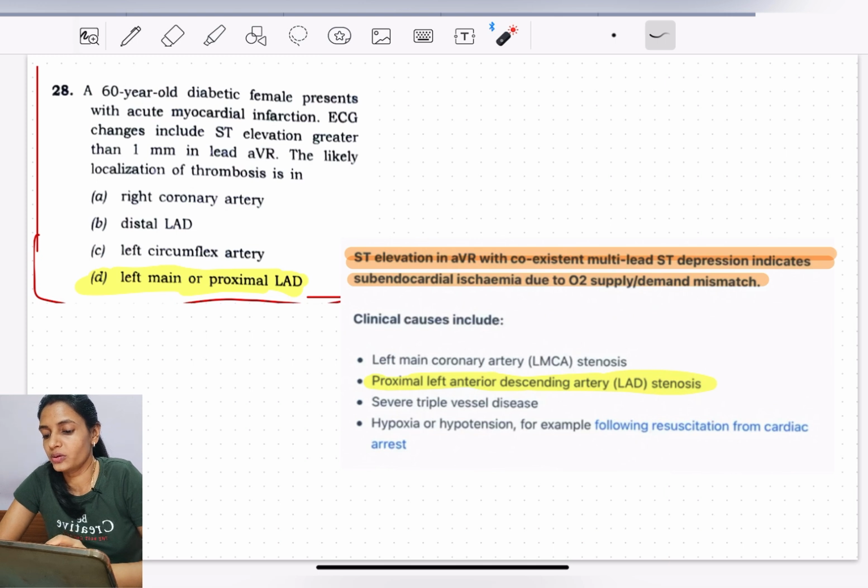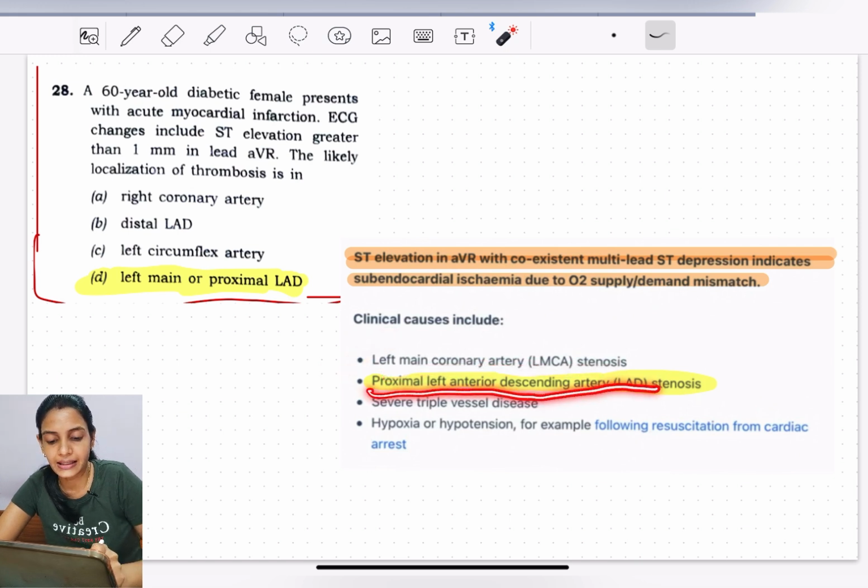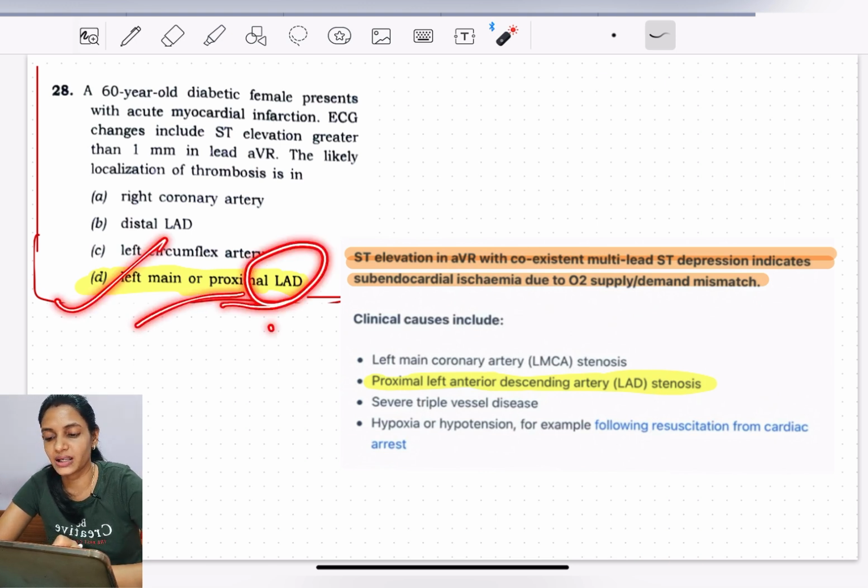Now they are talking about the likely localization of thrombosis. ST elevation in aVR with coexistent multilead ST depression. The clinical causes for these are either left main coronary artery stenosis or proximal left anterior descending artery stenosis. So the answer in this case is left main or proximal left anterior descending artery.